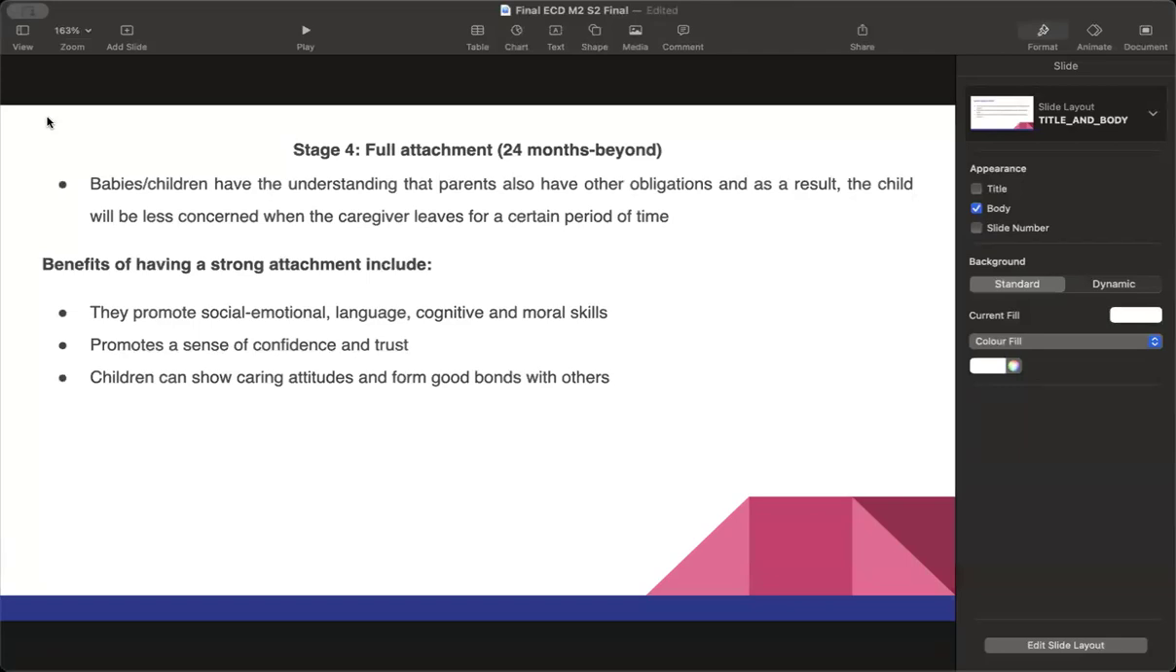All right, so there we have it, bonding and attachment in all its four stages and how it happens right up until the age of 2 years and beyond. We understand what it does and why it is important for us as teachers, as educators, caregivers, whatever you want to call us, and how that creates a better environment and a better community. All right, now we jump into our next slide.